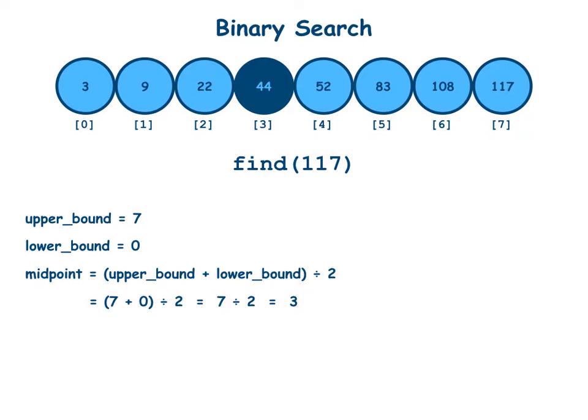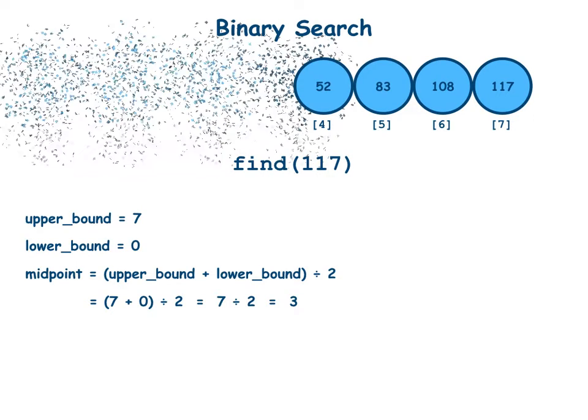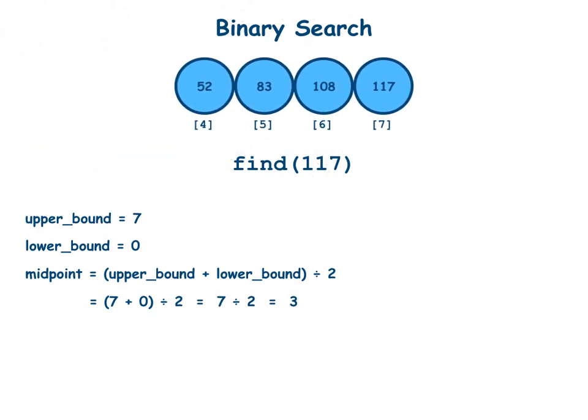Now, I'm going to look at the value at index 3 and ask, is 117 less than, equal to, or greater than the number at index 3? 117 is greater than 44, so that means if 117 is in this list, it'll have to be to the right of index 3. So now binary search will focus its attention on indexes 4 through 7. Now we need to determine the new midpoint. The upper bound stays the same. The lower bound is now 4. So the midpoint becomes 7 plus 4 divided by 2. That equals 5. So 5 is our new midpoint.